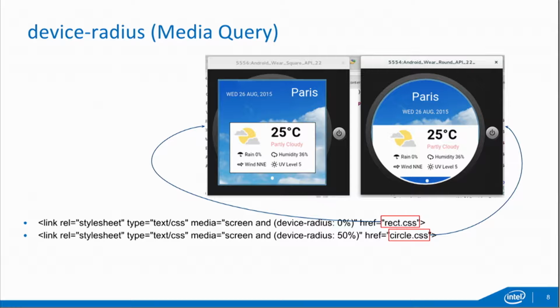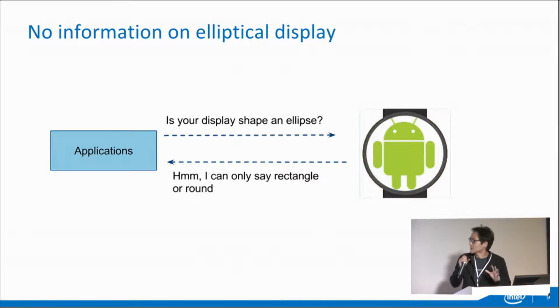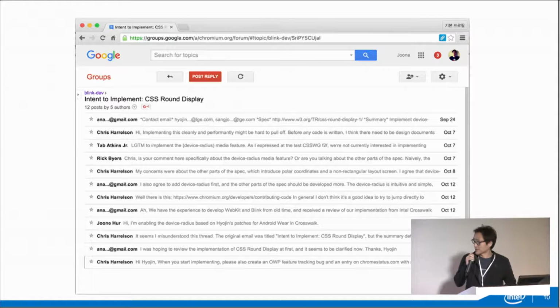The problem is that the current Android Wear returns only the information whether the display is round or not. So we need more information on the display shape. For example, if the display is an elliptical display, we cannot get that information. We already got a looks good to me for the device radius media query, so we are planning to submit the patches soon.